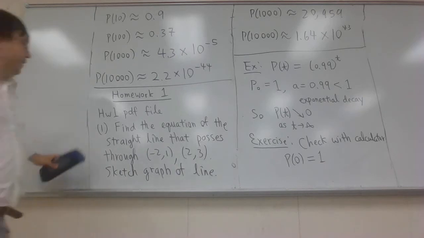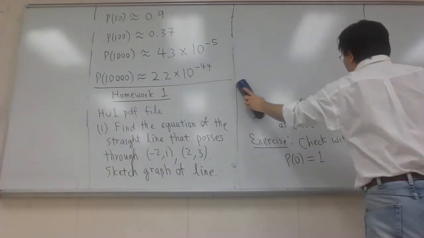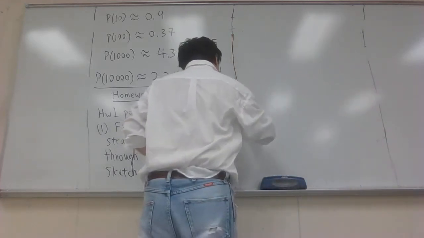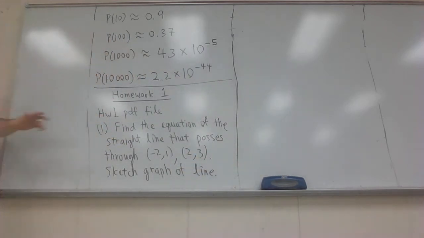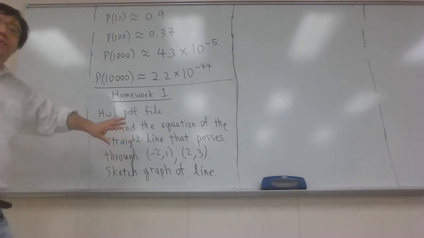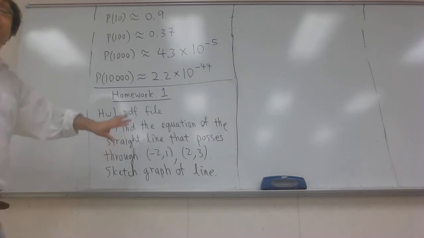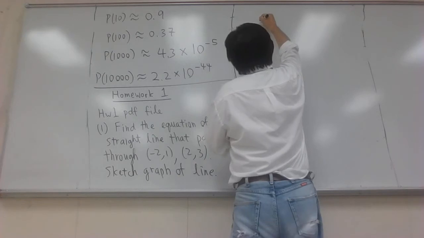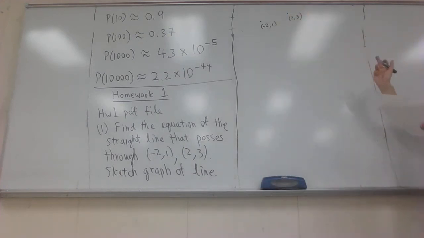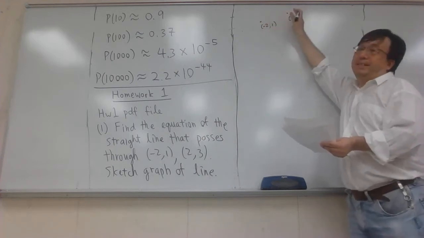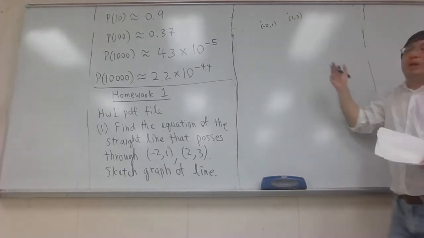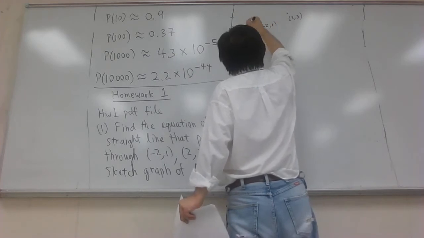Let's do this question. First of all, before doing this question, note that this question is an example of principle 1, which says that 2 points determine a unique straight line. Because we have 2 points here, (-2, 1) and (2, 3). So if we have 2 distinct points, then there's one and only one straight line crossing those 2 points, namely this straight line.